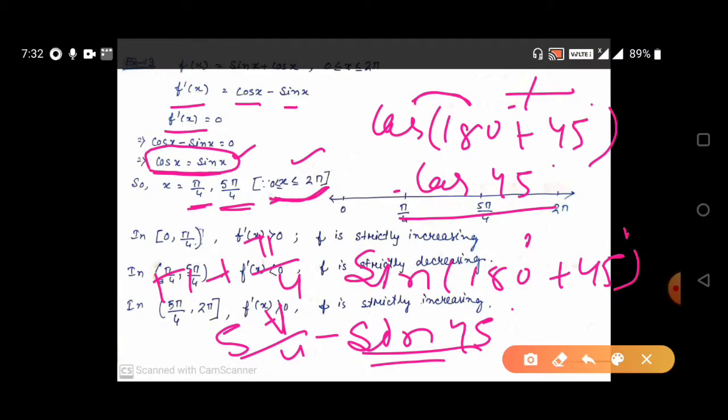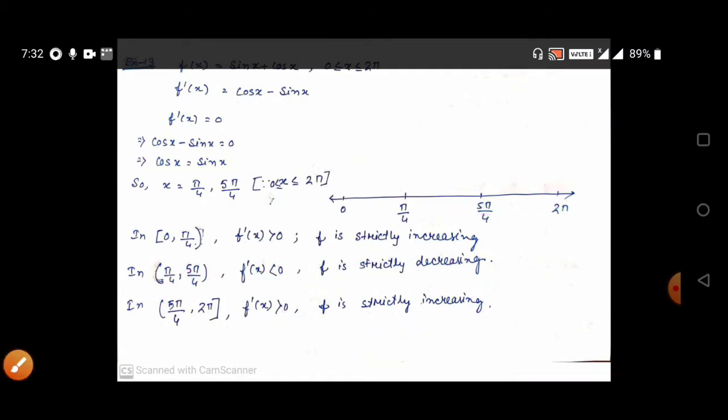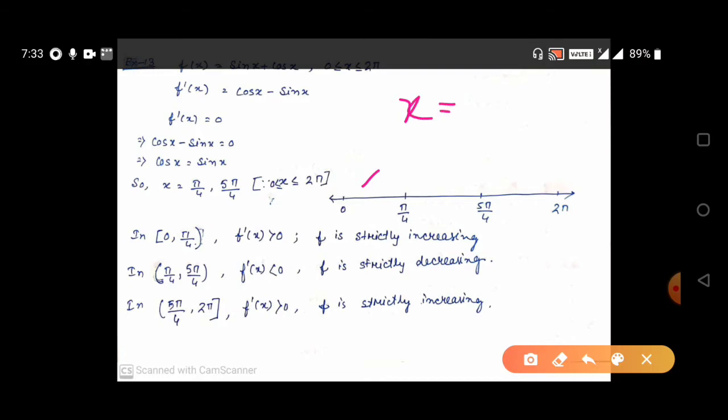Now we cannot find more values of x because x is in this interval 0 to 2π. Now we will check in which interval f is strictly increasing or strictly decreasing. So whenever we consider the interval 0 to π/4, what will be the value of f'(x)? If we take a value of x, suppose x is π/6, that means 30 degrees, then cos x is equal to √3/2 and sin x is equal to 1/2.